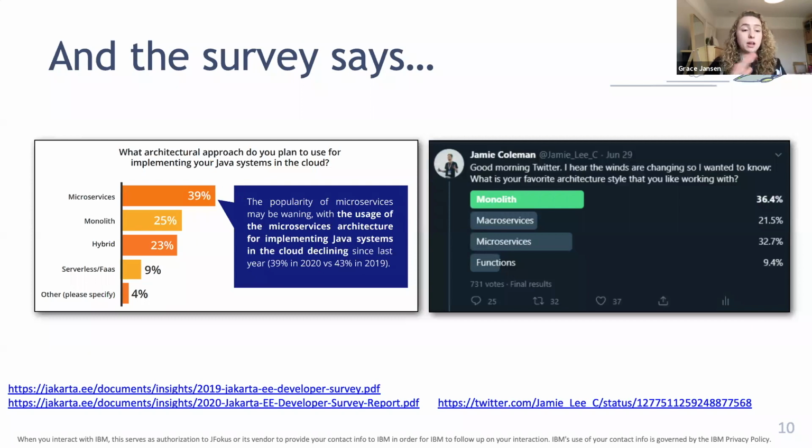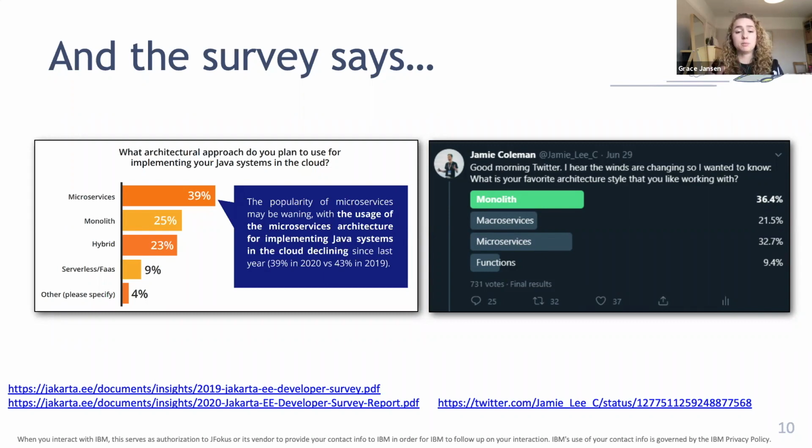This has been reflected in some surveys that have been happening recently. There have been some interesting studies into this change in trend towards what kinds of architectural styles are popular. The Jakarta EE community does a developer survey every year. If you compare the 2019 and the 2020 questions about what architectural approaches they plan to use, interestingly, monoliths went from 12% to 25%. So where most people assume everyone's going to microservices, actually, there are a lot of people going back to monoliths, with an increased interest in monoliths once more.